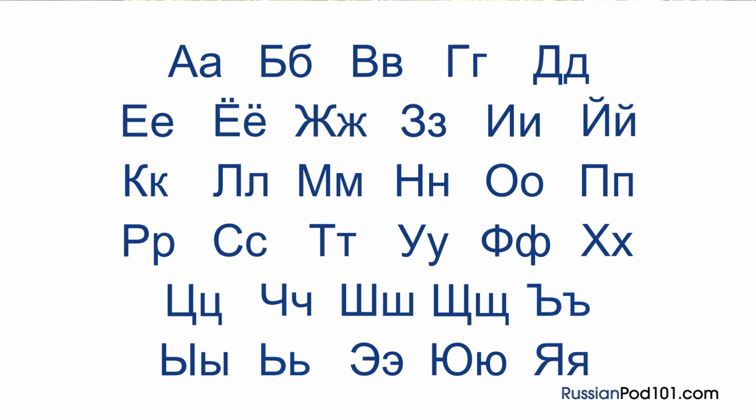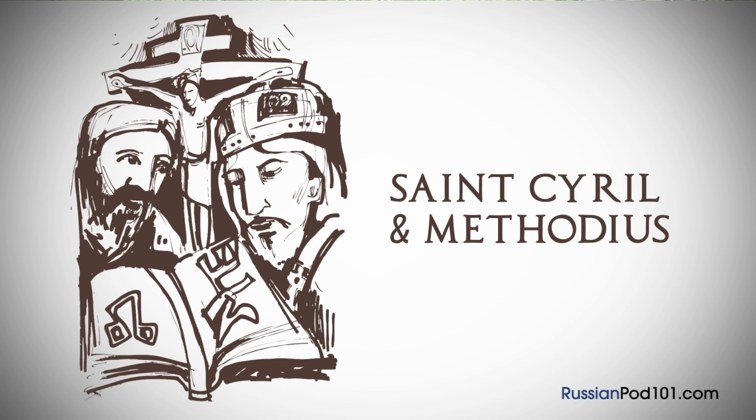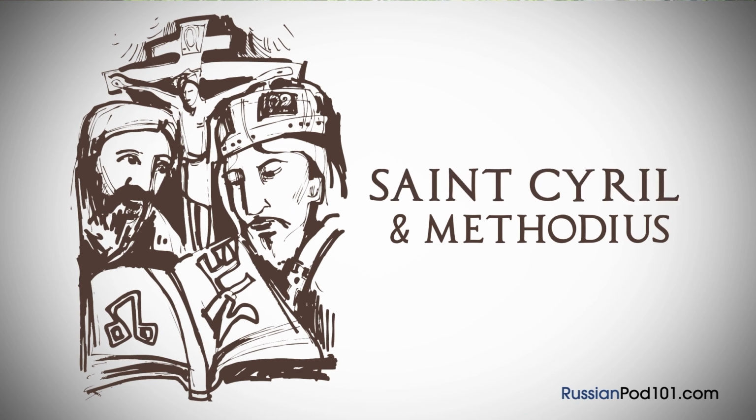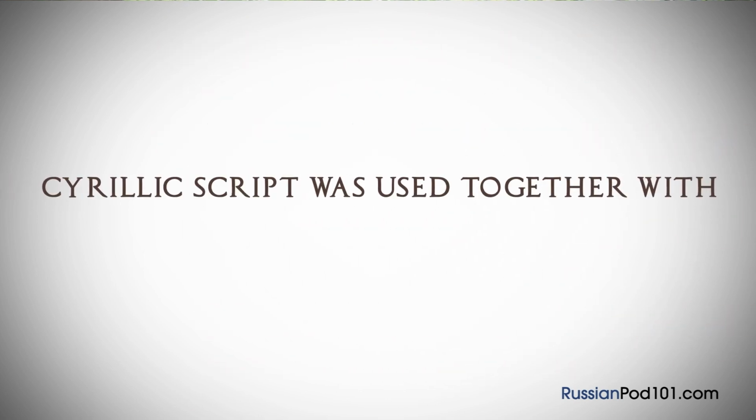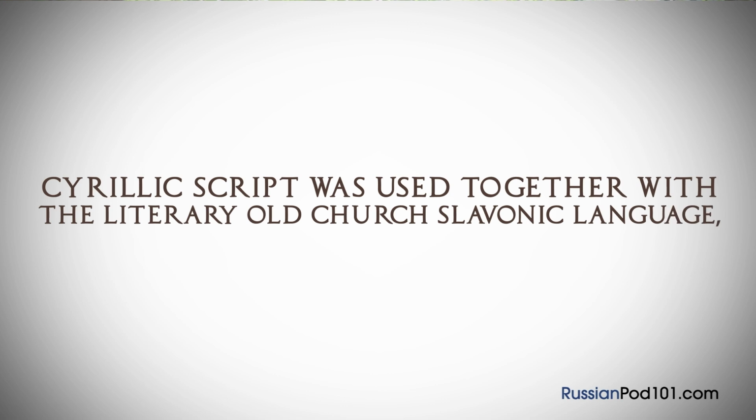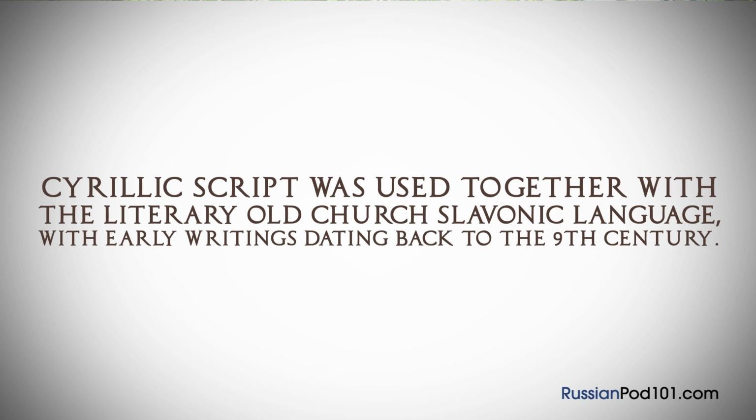Cyrillic script got its name from the Byzantine missionary Saint Cyril. He and his brother Methodius created the older Glagolitic alphabet. Cyrillic script was used together with the literary Old Church Slavonic language. Its early writings date back to the 9th century.